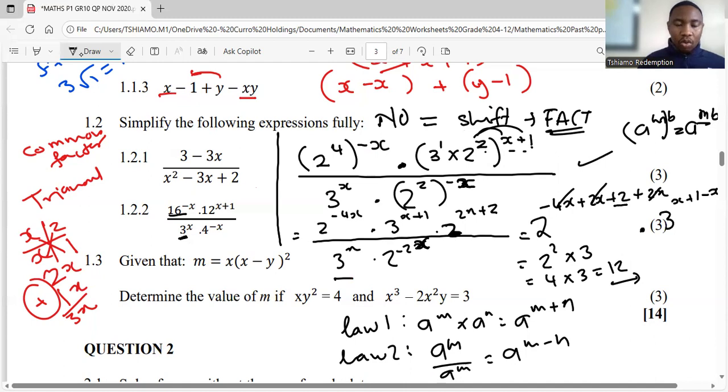Okay, moving along to 1.3, do that one. Just need to clear space here. Okay.